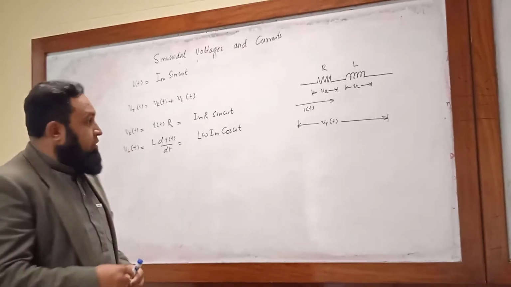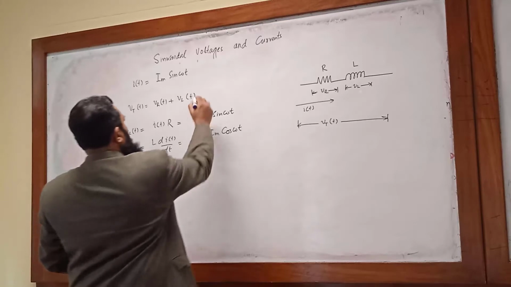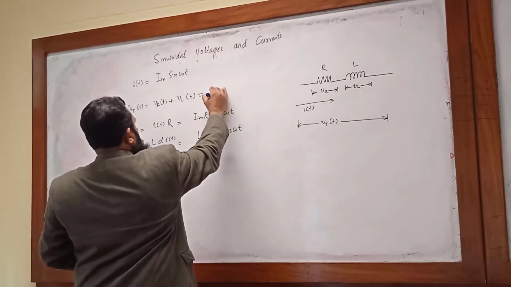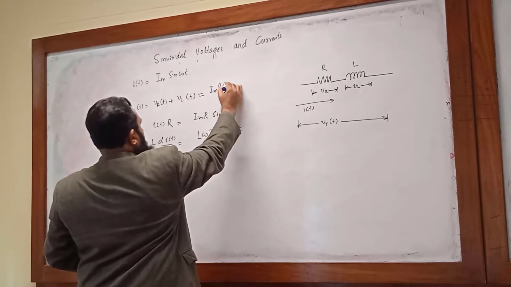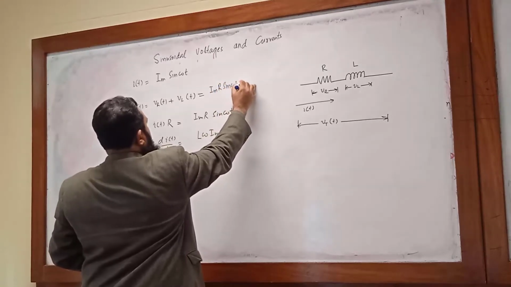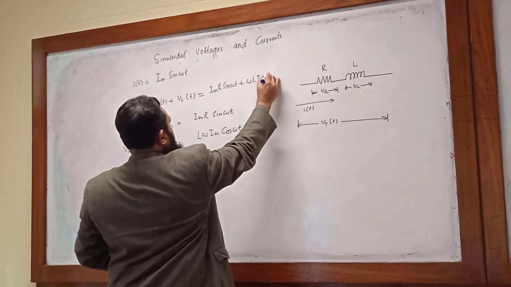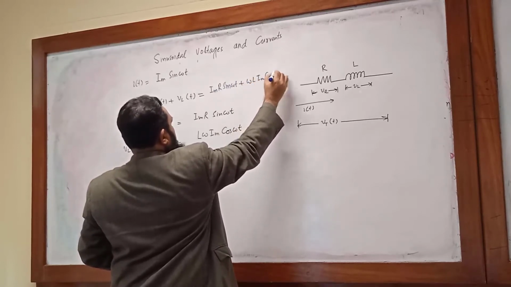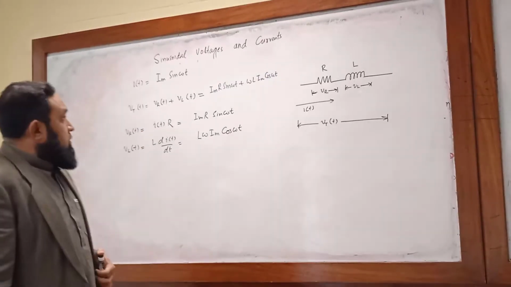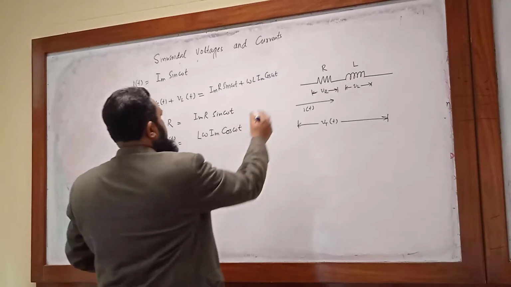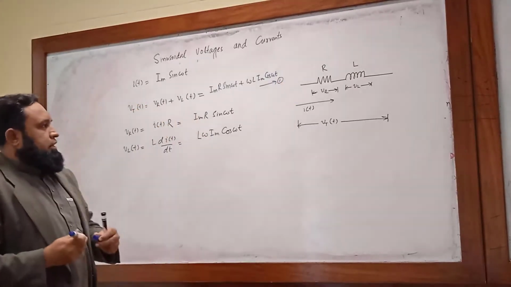What about VL? VL of t is equal to L di by dt, which is equal to L times the time derivative of this, which is omega times Im cosine of omega t. So now the total voltage is equal to Im R sine of omega t plus omega L Im cosine of omega t.